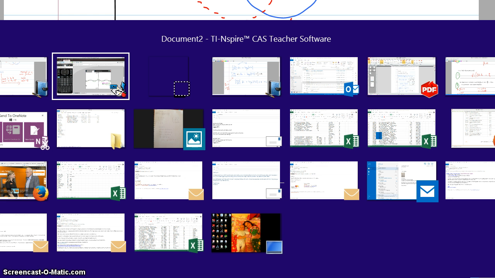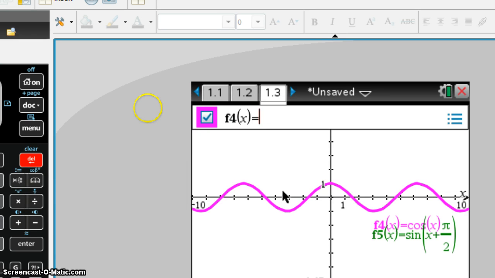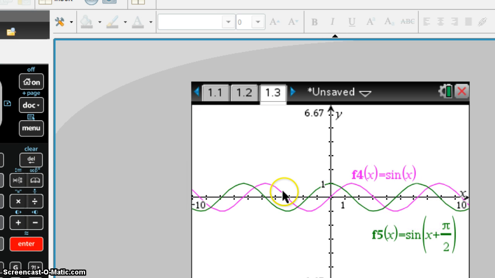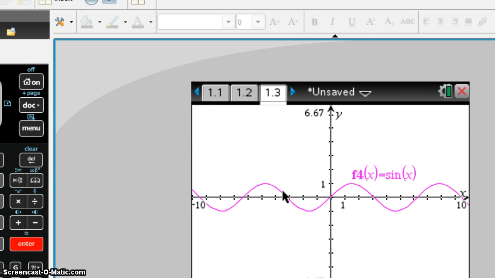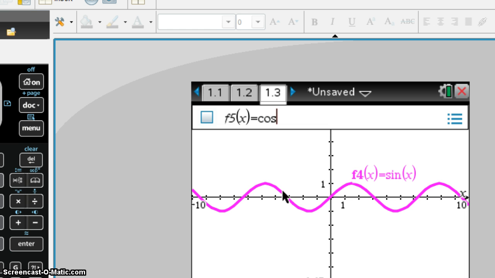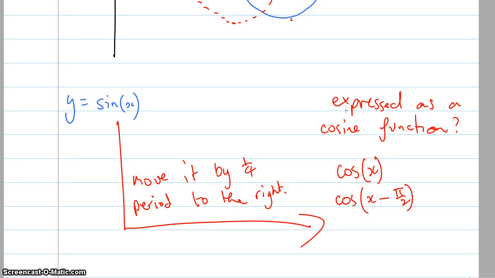Let's just make sure of that. I'll put in up here, I'll make that sine x, and I'll get rid of this one first so we can see sine x, there it is. And now I'm going to put cos of x minus pi on 2. Okay, and there we go, there it is. So very simply, that's how to move a sine graph to a cos graph.